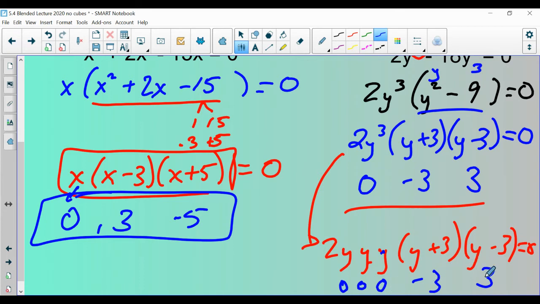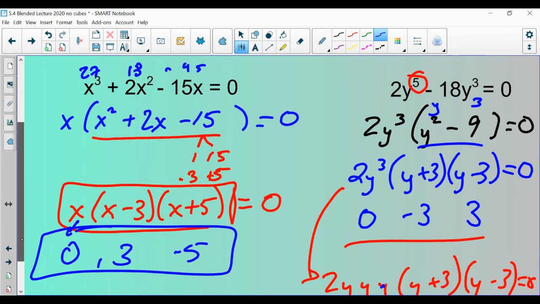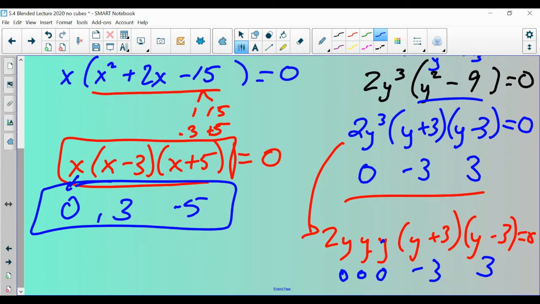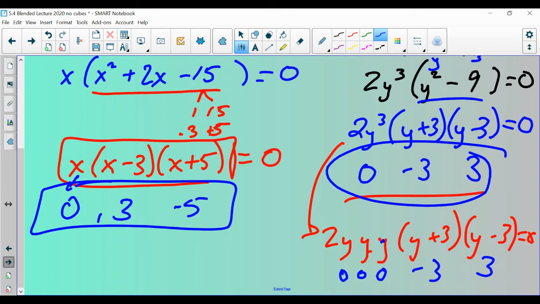Negative 3 is a solution, and 3 is a solution. These are the 5 solutions to this 5th degree polynomial. We don't really need to write 0 multiple times. I do think it shows up in an extra credit question. I say, tell me every one of the zeros, including multiplicity, which is what this is. It's a solution multiple times. But I would accept this as your answer to solving this polynomial.